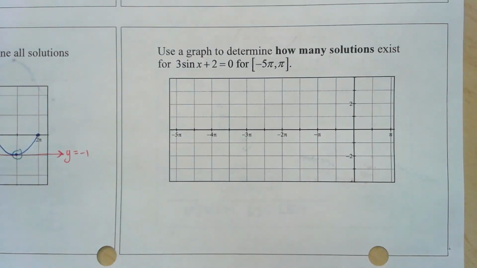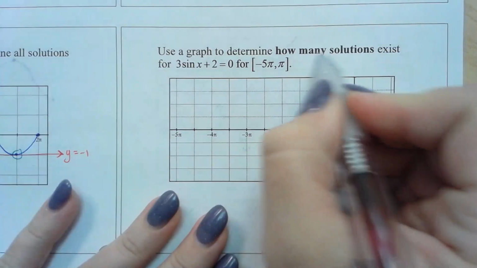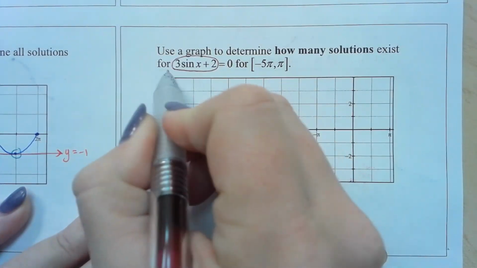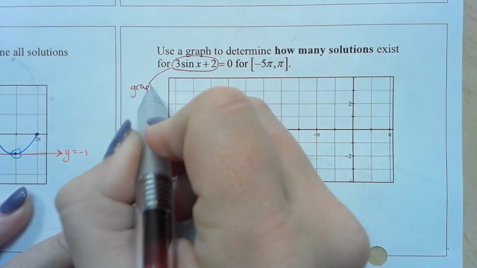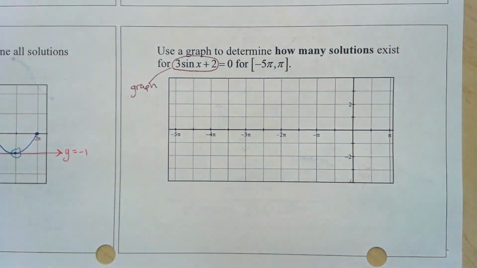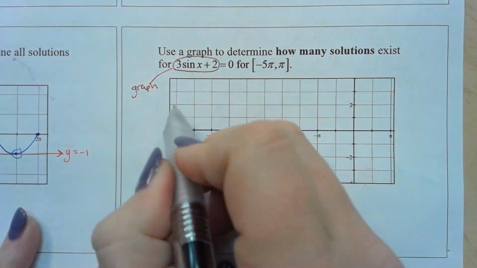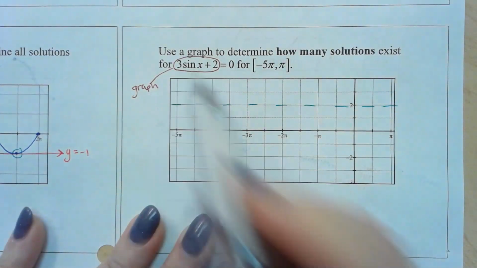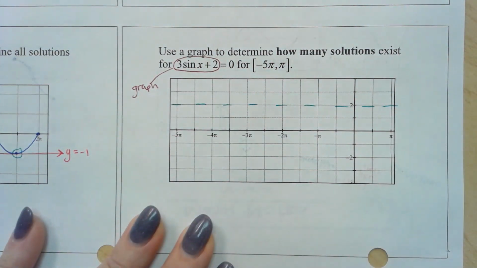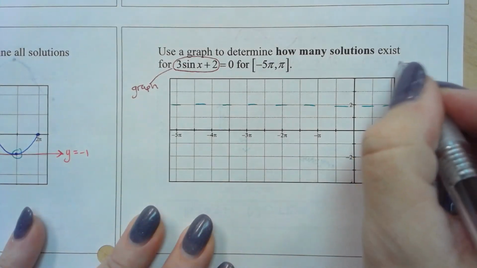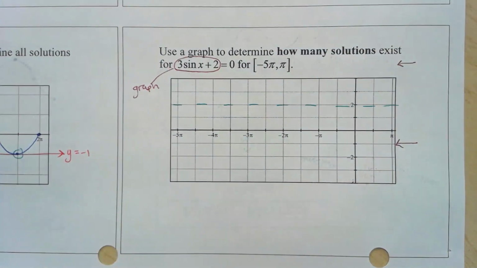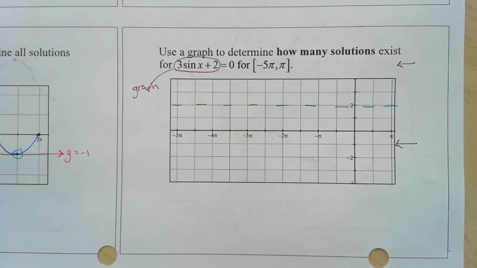Use a graph to determine how many solutions exist for 3 sine of x plus 2 equals 0. All right, well, I'm just going to go ahead and graph it then. The midline is up here at 2. And the amplitude is 3. Well, I didn't get great graph paper, did I? 1, 2. So the top is going to be up here, and the bottom is going to be down here. Other than that, though, it's just a normal old sine curve.